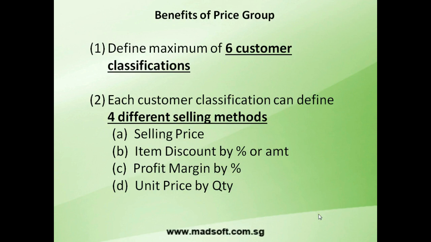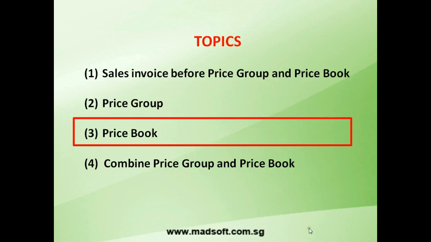The benefits of the price group feature: number 1, it can define a maximum of 6 customer classifications. Benefit 2, each customer classification can define 4 different selling methods, namely the selling price, the item discount by percentage or amount, profit margin by percentage, or unit price by quantity. Now let's take a look at the price book feature.